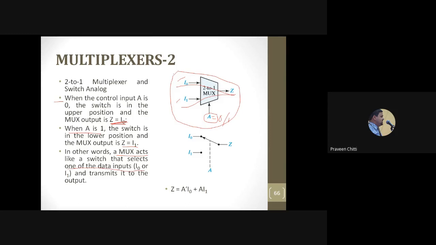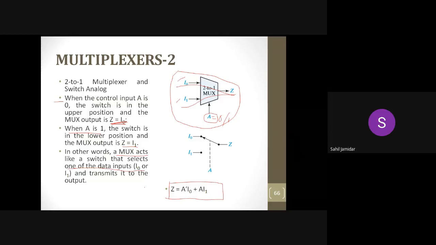So how do you represent this multiplexer in Boolean equation form is given here. Can anybody explain how you get this equation for this 2:1 mux? What is the equation I have written? The output Z is equal to A bar I0 plus A I1. So what information will you get from this logic equation?